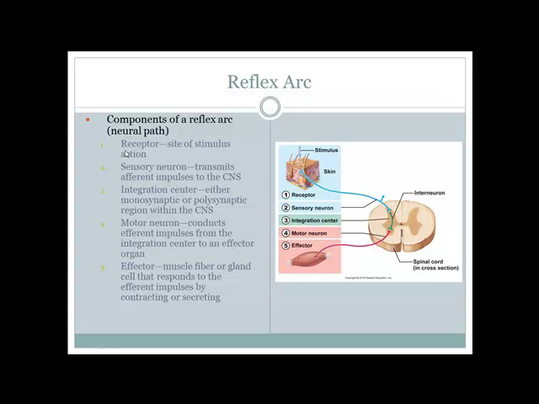So the receptor will take in the stimulus. The sensory nerve will transmit that information to the cord. The interneuron will basically think about it, and it will send the information to the motor neuron, which carries the information to the effector, and the effector will respond accordingly.